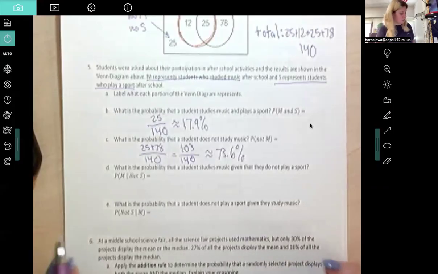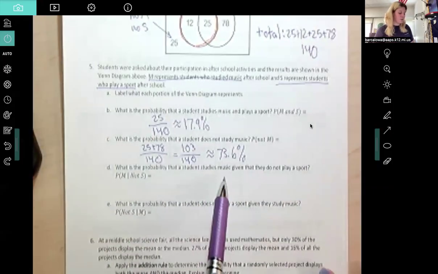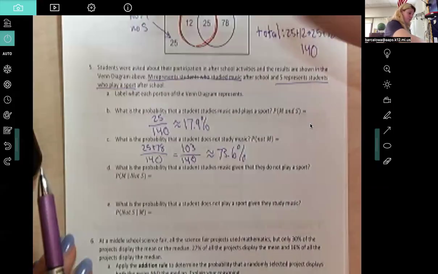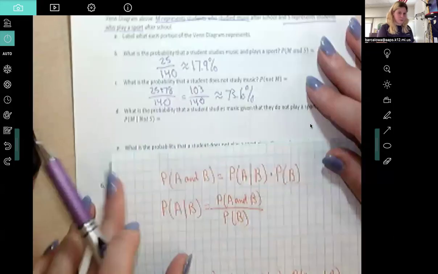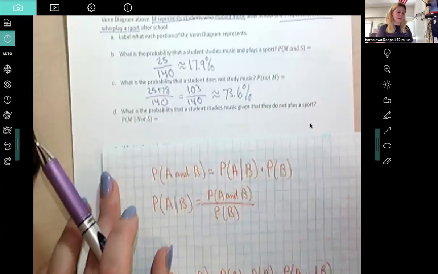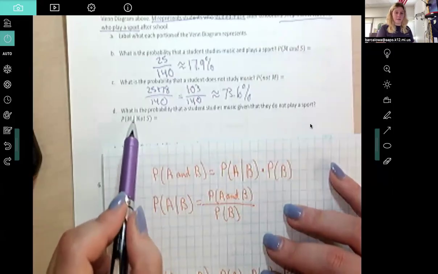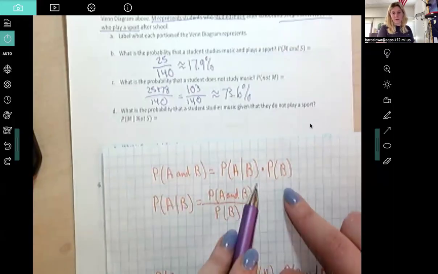All right. What is the probability a student studies music given they do not play a sport? Given they do not play a sport. Okay. I'm going to use this formula. Either one, they're the same. But because they're asking me for this with the vertical line, the given, I'm going to use this one because it's already all by itself, right? So if I use this one, I would have to solve.